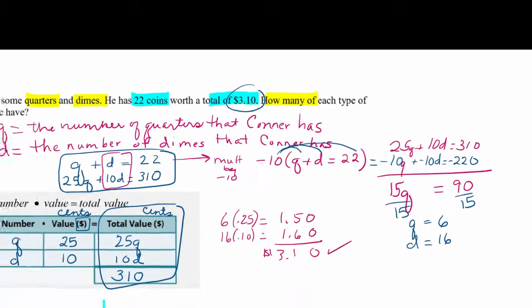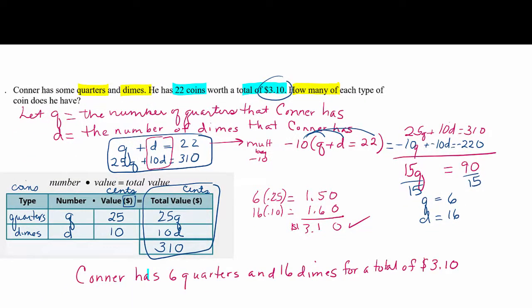So here's our conclusion statement. Connor has 6 quarters and 16 dimes for a total of $3.10.